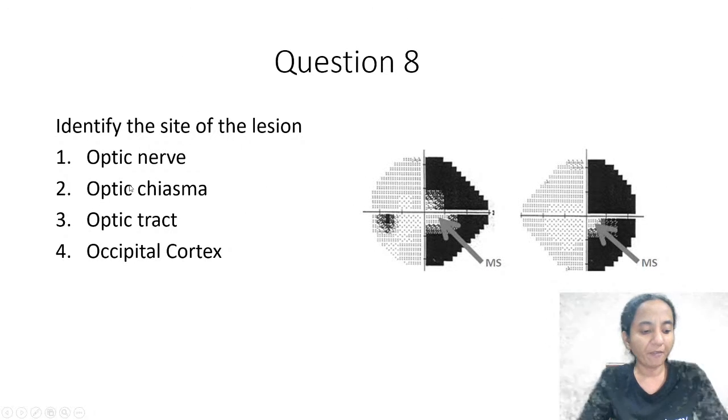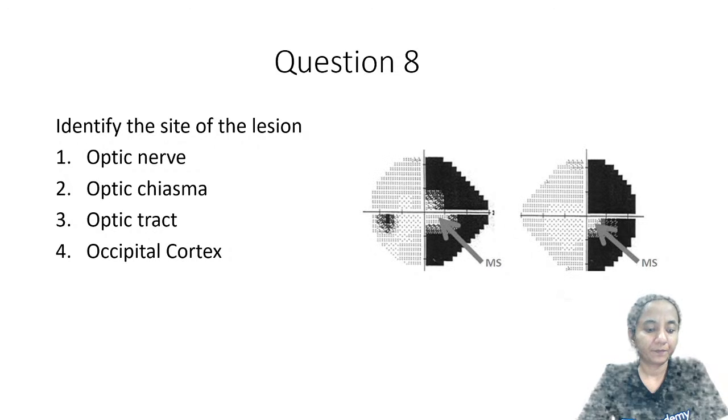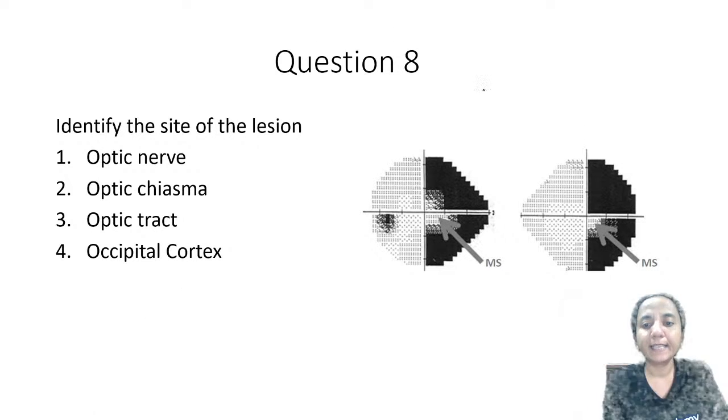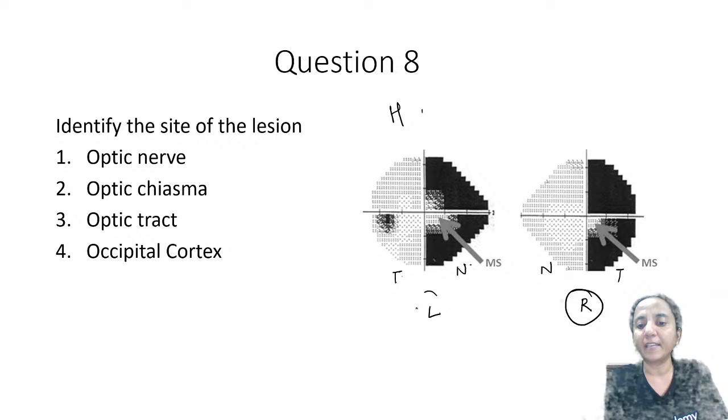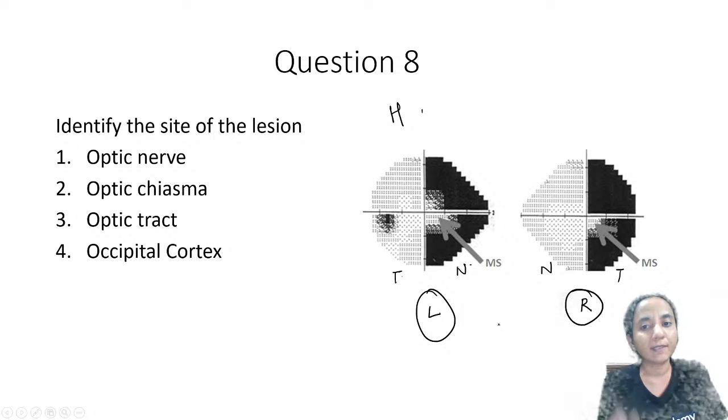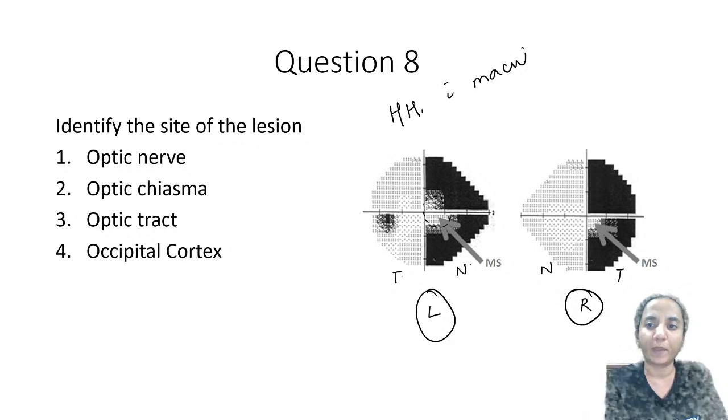Will you be able to identify this lesion? The site of the lesion, is it the optic nerve, chiasma, tract, or occipital cortex? What will we call this? Yes, see, this is also a homonymous hemianopia because the nasal part of the left eye and the temporal part of the right eye are affected. So this is a homonymous hemianopia, but the central part is clear here.